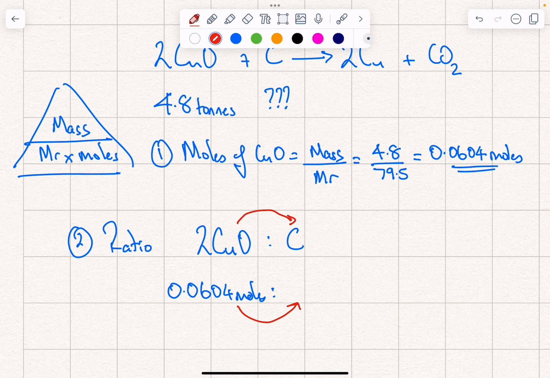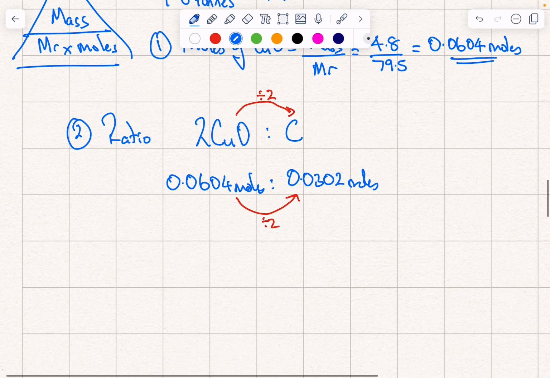So what I'm trying to do here is get from here to here to work out that. So let's do the same from here to here. And that means I am dividing by 2. So we need to divide by 2 here. So divide by 2, and that's giving me an answer of 0.0302 moles of carbon.